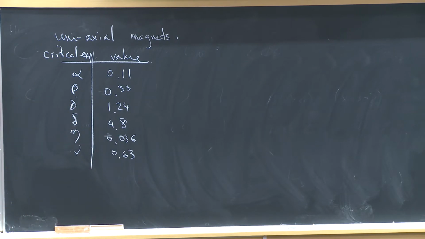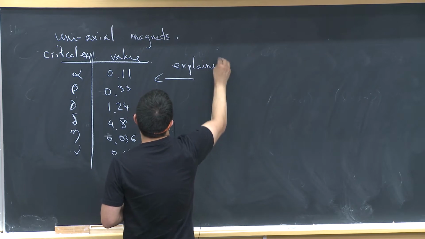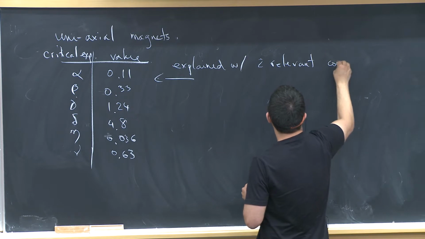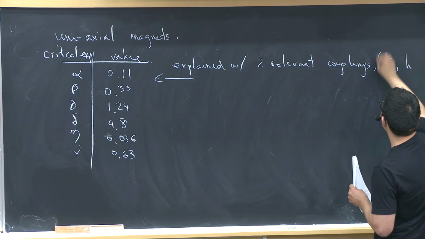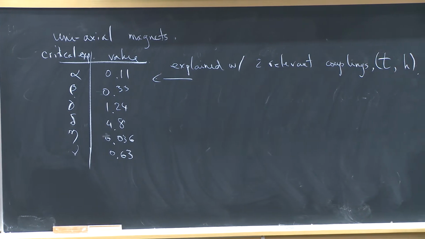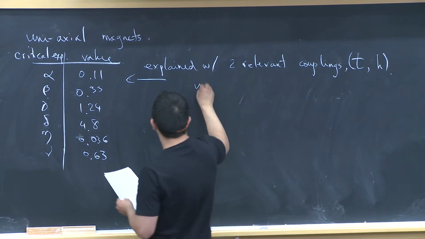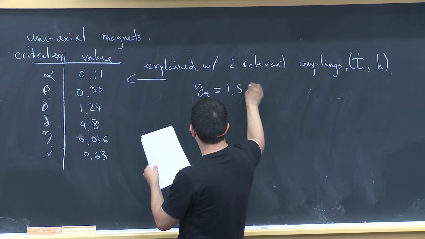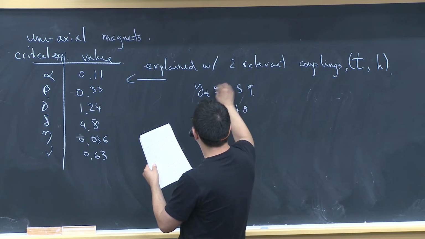And I showed you how they can be explained with two relevant couplings. One of them was a dimensionless temperature, and the other one was a dimensionless magnetic field that we apply to this magnet. And the values were y_T was 1.59 and y_H was 2.48. These are approximate values.